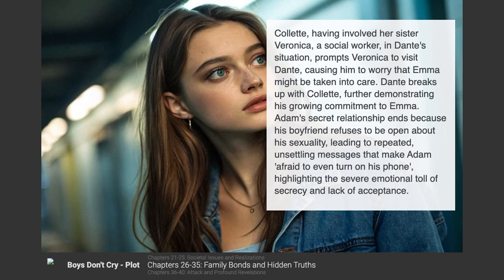Adam's secret relationship ends because his boyfriend refuses to be open about his sexuality, leading to repeated, unsettling messages that make Adam afraid to even turn on his phone, highlighting the severe emotional toll of secrecy and lack of acceptance.